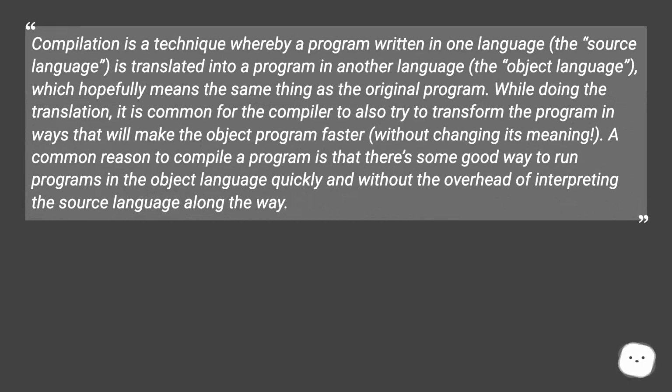Compilation is a technique whereby a program written in one language, the source language, is translated into a program in another language, the object language, which hopefully means the same thing as the original program. While doing the translation, it is common for the compiler to also try to transform the program in ways that will make the object program faster, without changing its meaning. A common reason to compile a program is that there's some good way to run programs in the object language quickly and without the overhead of interpreting the source language along the way.